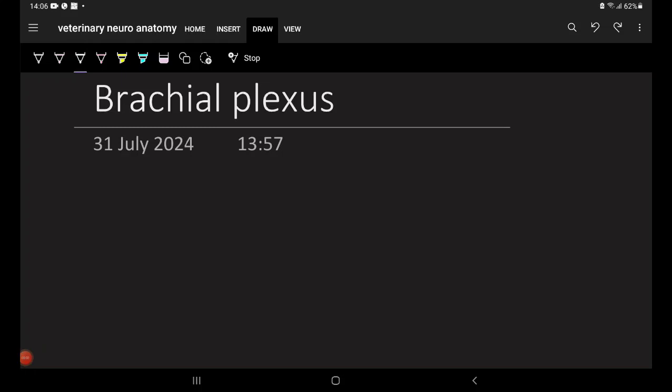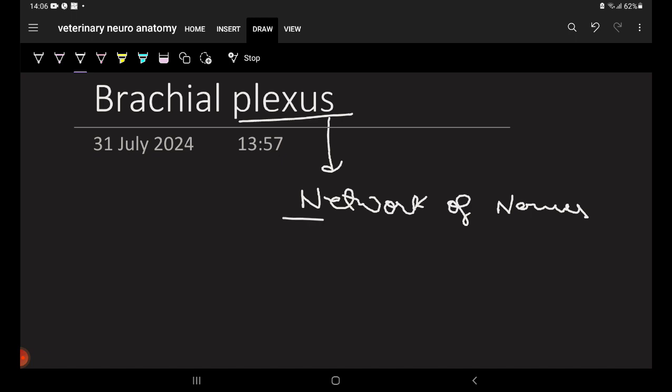Okay, so today we will be discussing the brachial plexus. So, what is the meaning of plexus? First, let us understand what the meaning of plexus is. Plexus means a network of nerves. The literal meaning of plexus is the network of nerves.